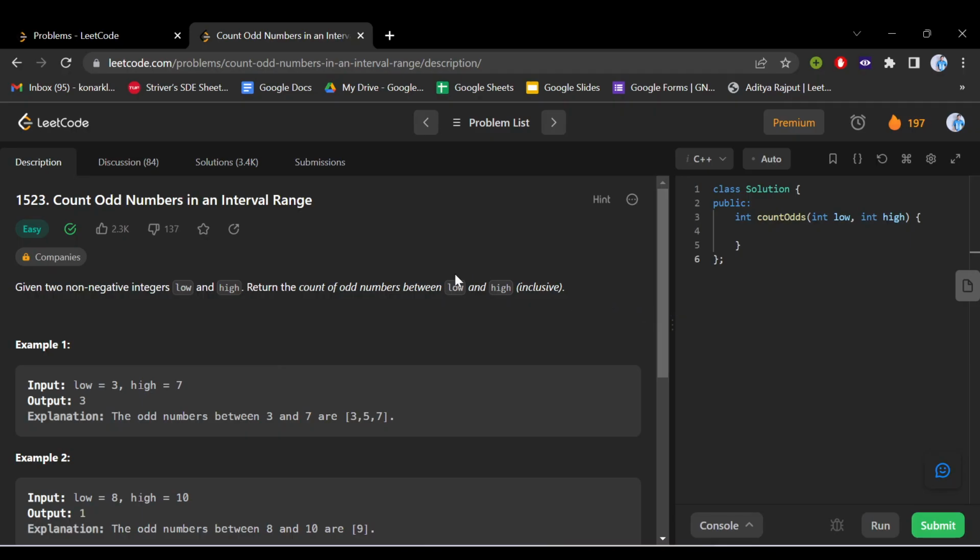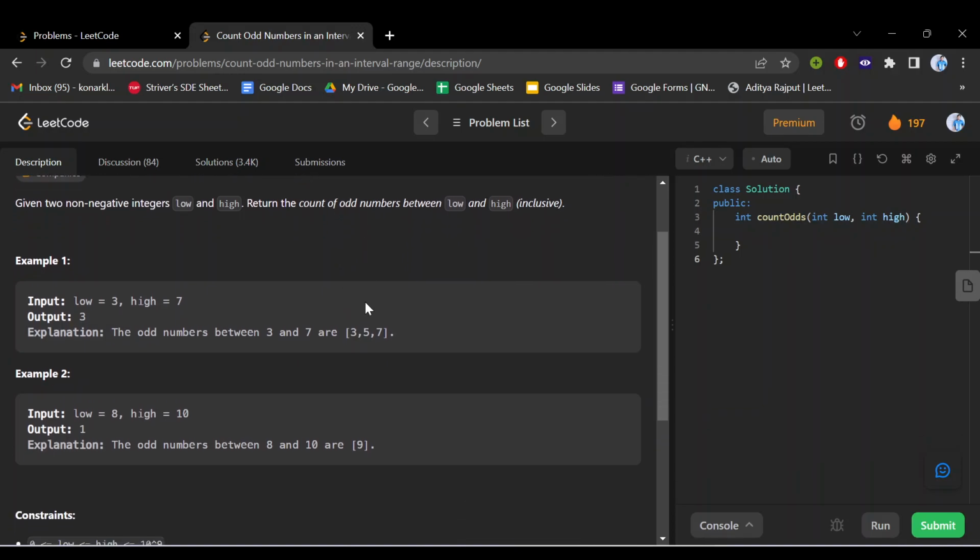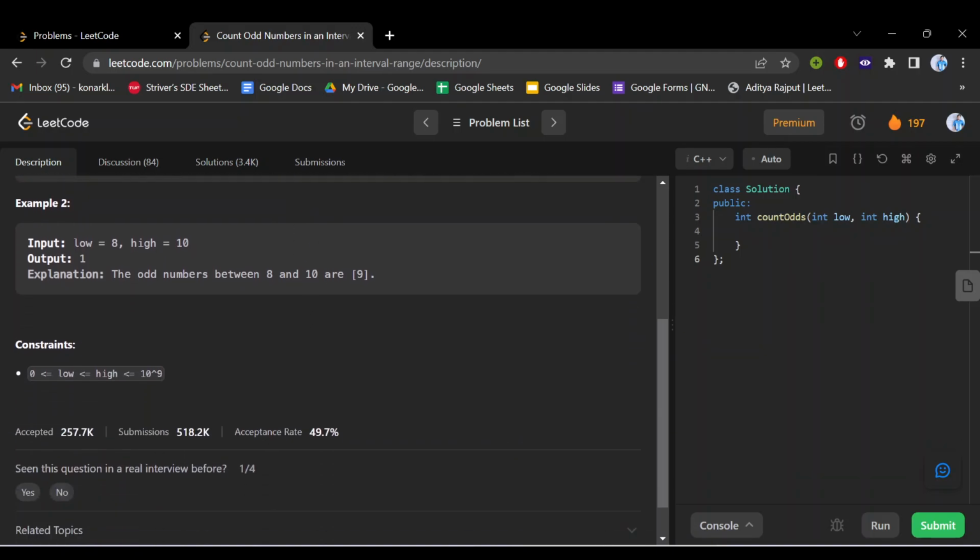Okay, hi everyone. So today we're going to solve LeetCode 1523, count odd numbers in an interval range. You are given two non-negative integers, low and high, and we need to return the count of odd integers between low and high, including low and high. For example, you have 3 and 7. The odd numbers between 3 and 7 are 3, 5, 7.